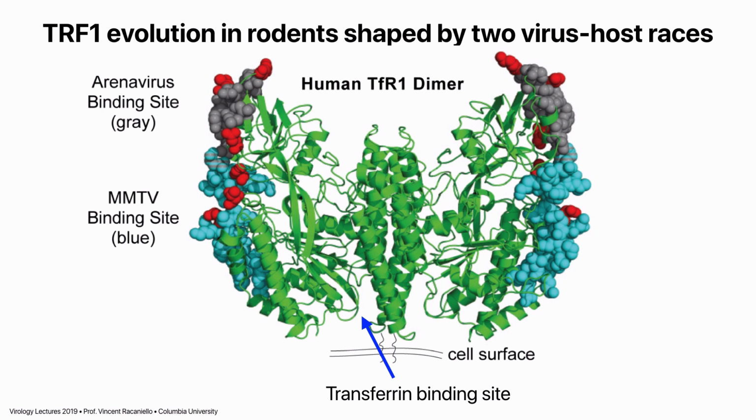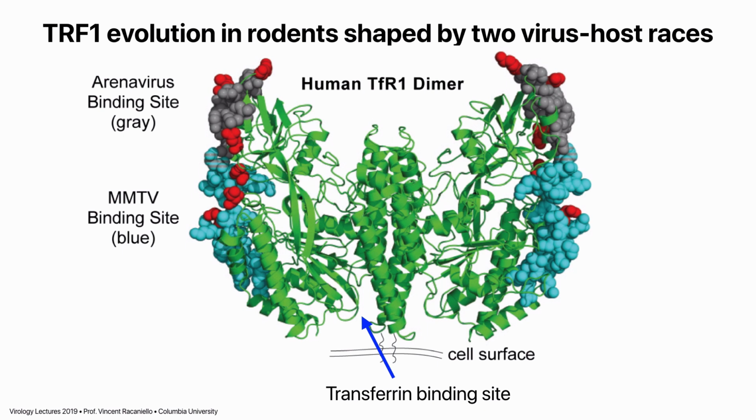And the arenavirus binding site is in gray, and it's repeated on both sides, the dimer. And the MMTV binding site is in blue. And this is distinct from the transferrin binding site, which is down here. So because it's distinct, the protein can change to evade virus binding. And that's what these red spheres are. These are changes that we can pinpoint in the phylogeny of rodents that avoid binding of arenavirus or MMTV.